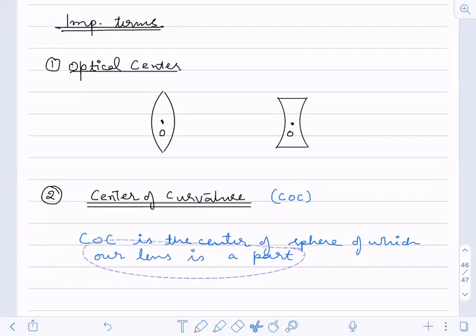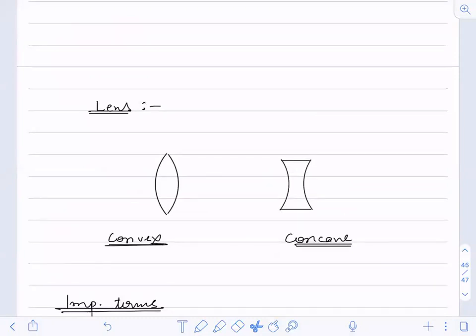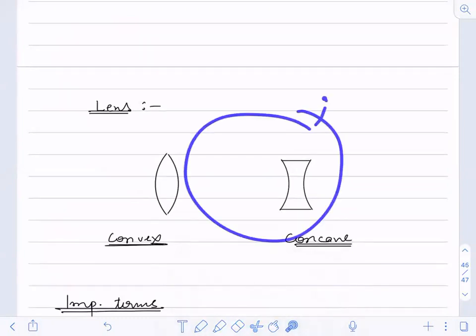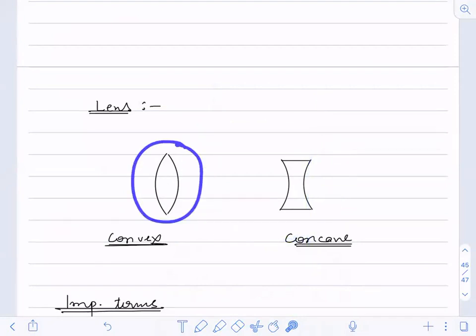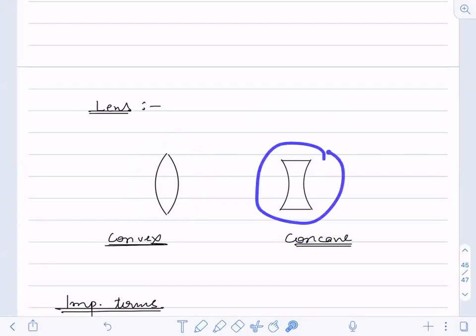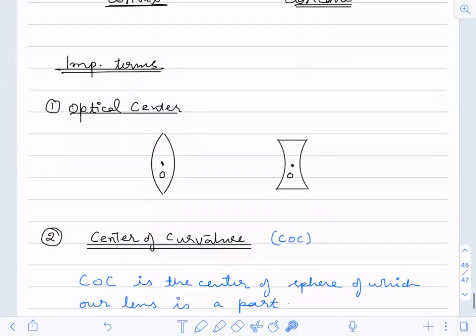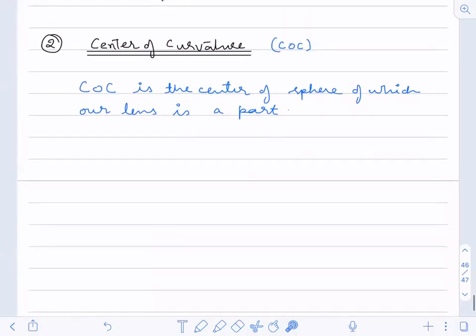Can you understand this definition that I have written? Center of curvature is the center of the sphere. Do you remember that I had drawn this sphere with its center over here? Then I had cut this sphere in two parts, and then I joined these two parts oppositely, and I got this one. So what is center of curvature? Center of curvature is the center of the sphere of which our lens is a part. Our lens is a part of that sphere, so the center of that sphere will be called the center of curvature.